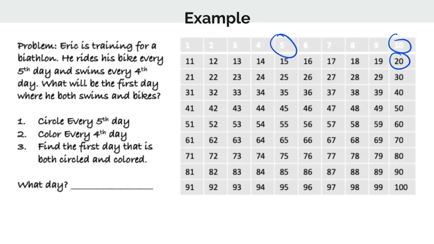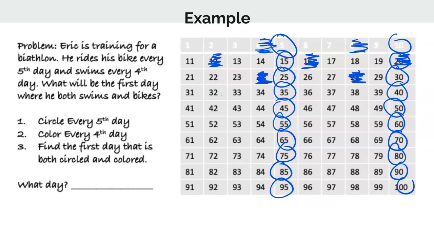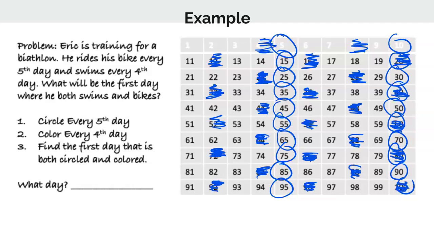And as you'll see on your chart, every 5th day follows a pattern on the hundreds chart. And we just work our way all the way up to 100. Then it wants us to color in every 4th day. So I'm going to roughly shade every 4th day. I'm doing this in my head, just counting up 4 each time, which is pretty easy to do with smaller numbers. So I've now shaded every 4th day. I've circled every 5th day.